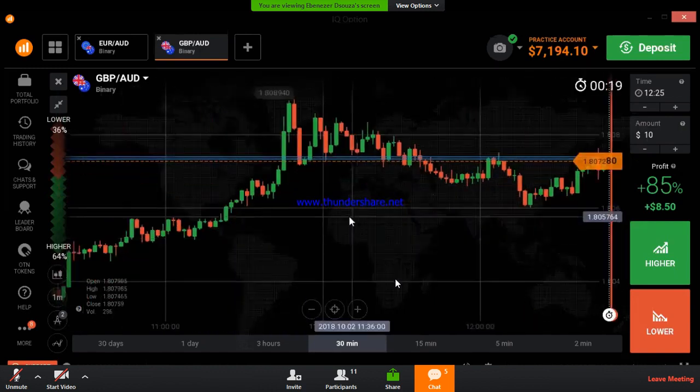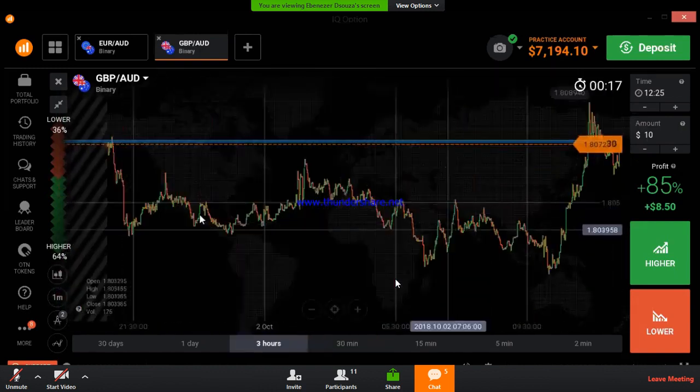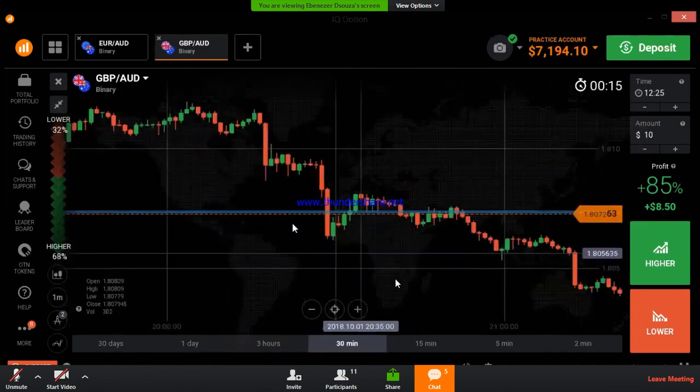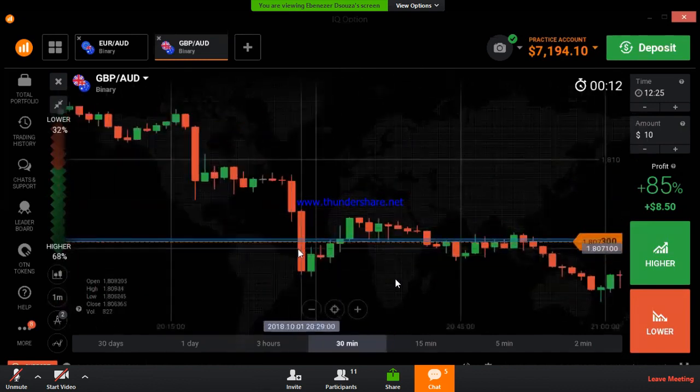If you want to trade, you need to wait for the breakout. Always trade. You don't trade when the market breaks this level. Okay.